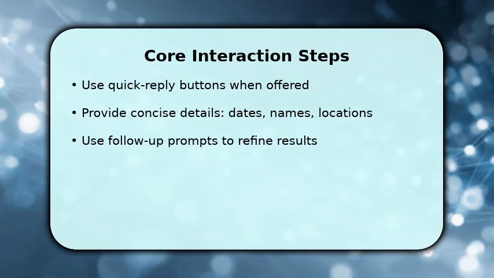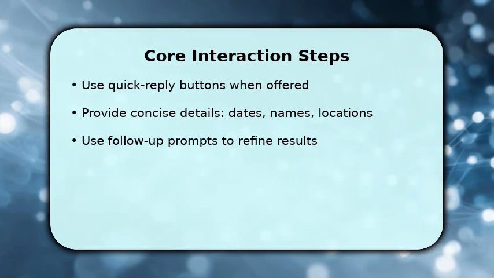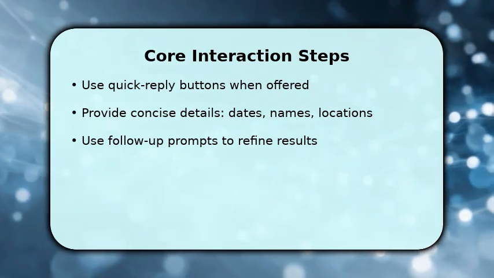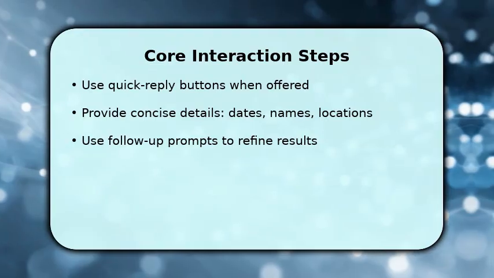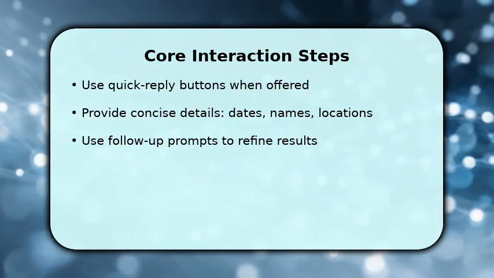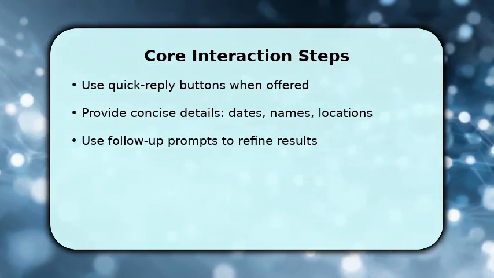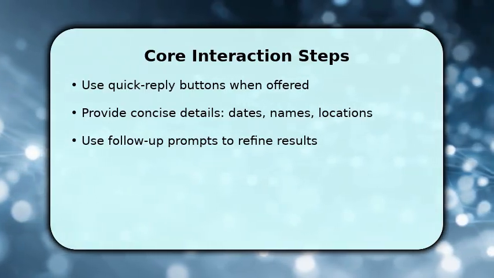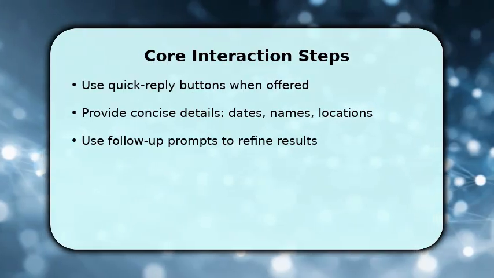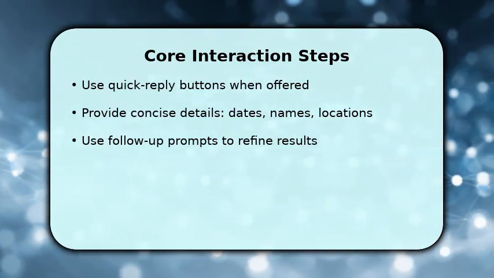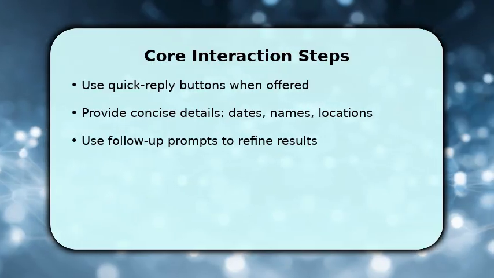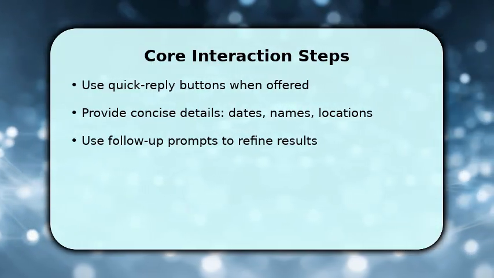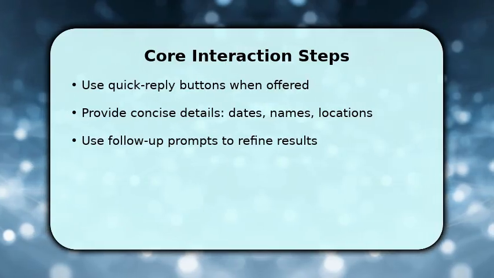Now you move into detailed exchange. Choose quick reply buttons to speed navigation or type specific details, dates, names, places, so the bot can act. Once the bot responds, refine results by asking follow-ups like show options or change time to 3 p.m. If you need structured output, request formats such as send as list or export to calendar. Pay attention to confirmation prompts and confirm actions to avoid accidental changes.